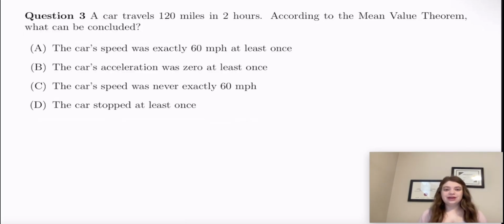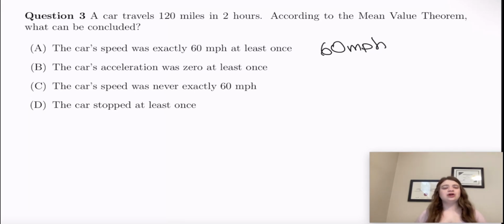All right, question 3 asks, a car travels 120 miles in 2 hours. According to the mean value theorem, what can be concluded? So the thing is, just ignoring multiple choice here for a second, what could actually be concluded by mean value theorem? Well, on average, the car would have traveled 60 miles per hour if it traveled 120 miles in 2 hours. Now, we don't know exactly when the car traveled at different places, right?